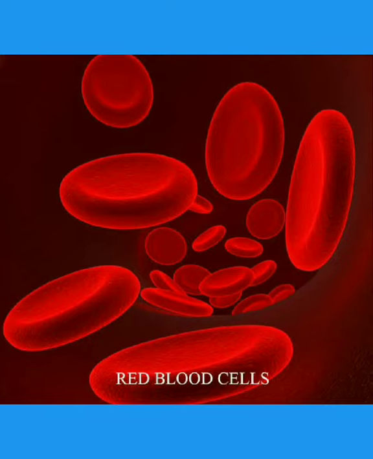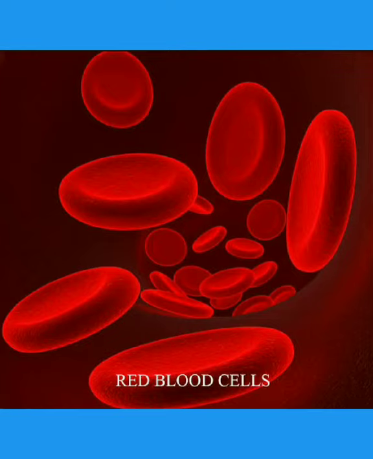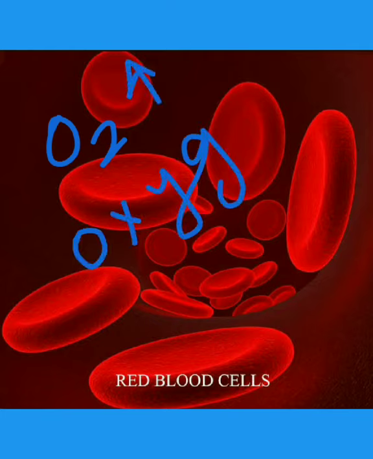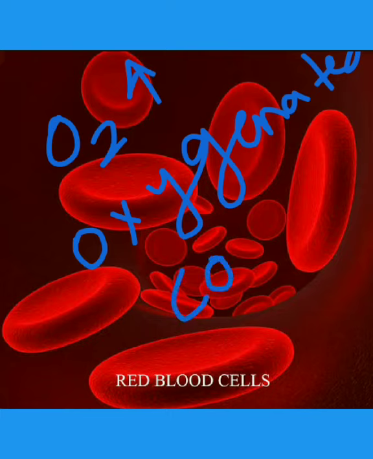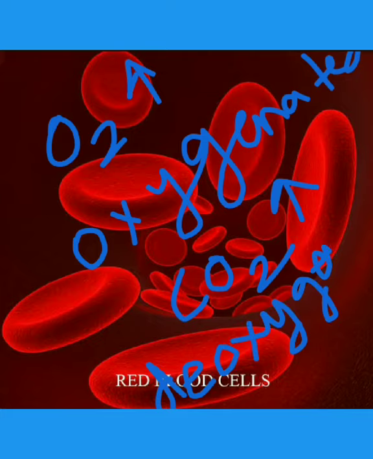Why do they have such shape? Because it increases the surface area to accommodate more hemoglobin so that efficient exchange of gases takes place. So the blood that is rich in oxygen is called oxygenated blood, and the blood which is rich in carbon dioxide is called deoxygenated blood.